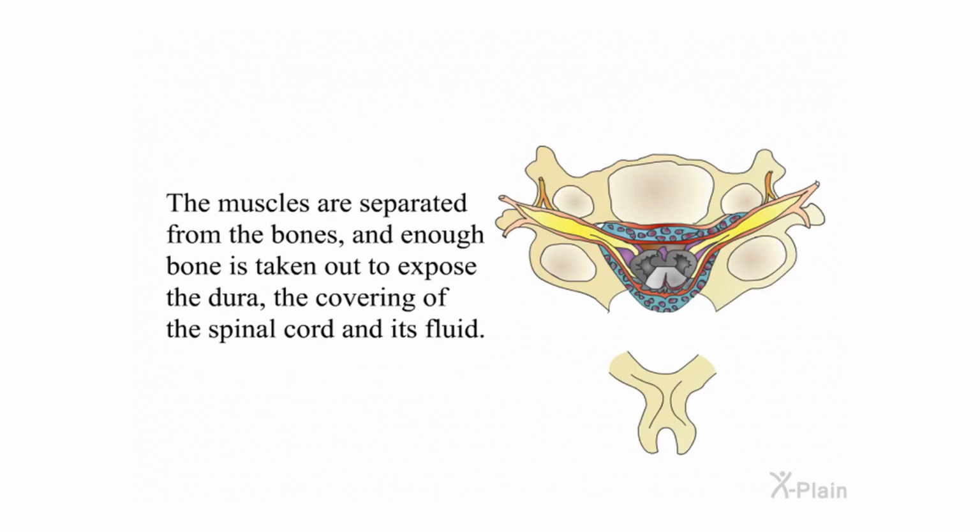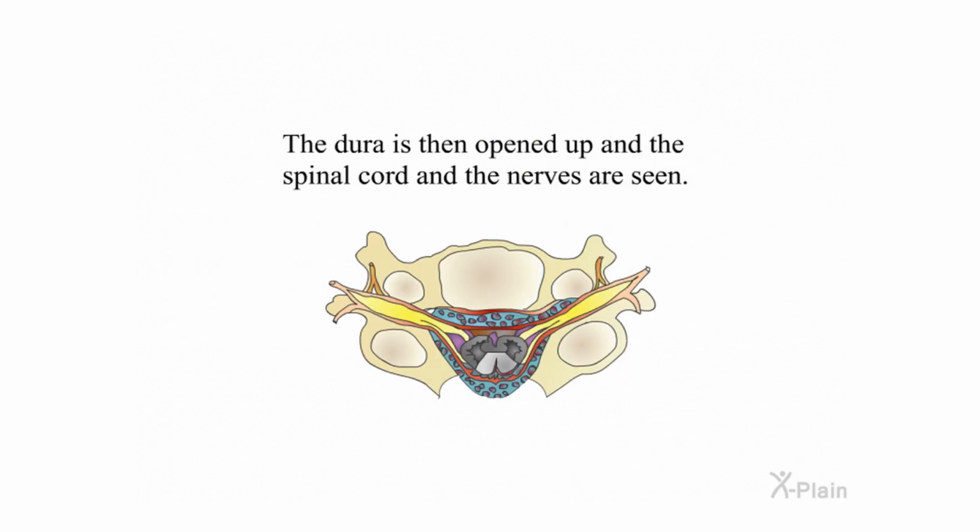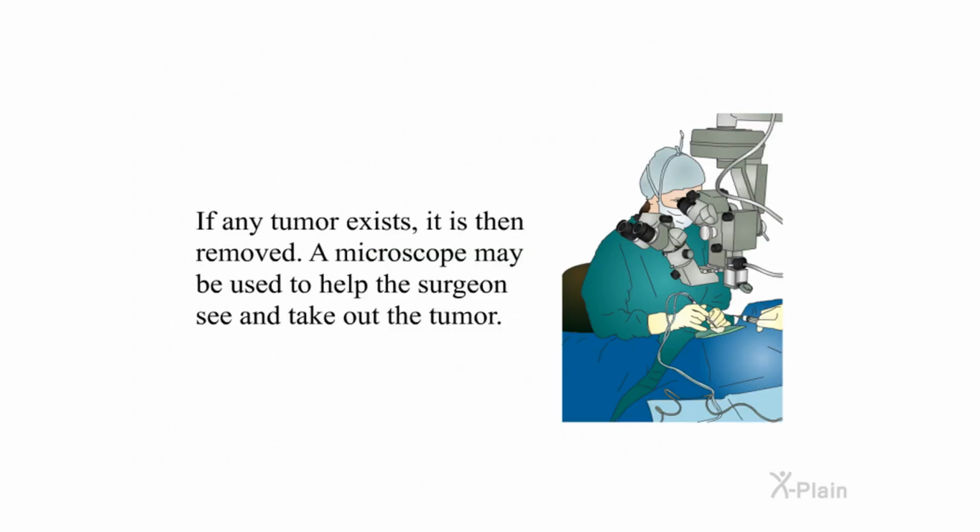The muscles are separated from the bones and enough bone is taken out to expose the dura, the covering of the spinal cord, and its fluid. The dura is then opened up and the spinal cord and the nerves are seen. If any tumor exists, it is then removed. A microscope may be used to help the surgeon see and take out the tumor.